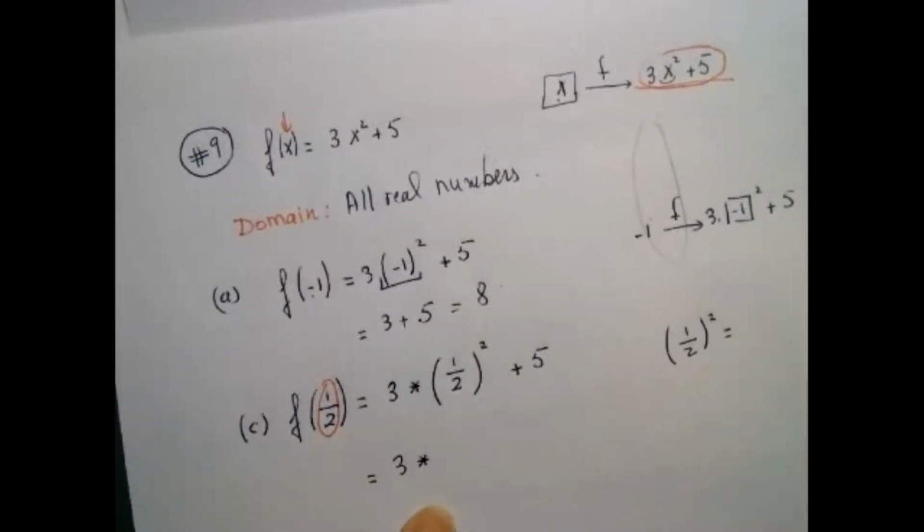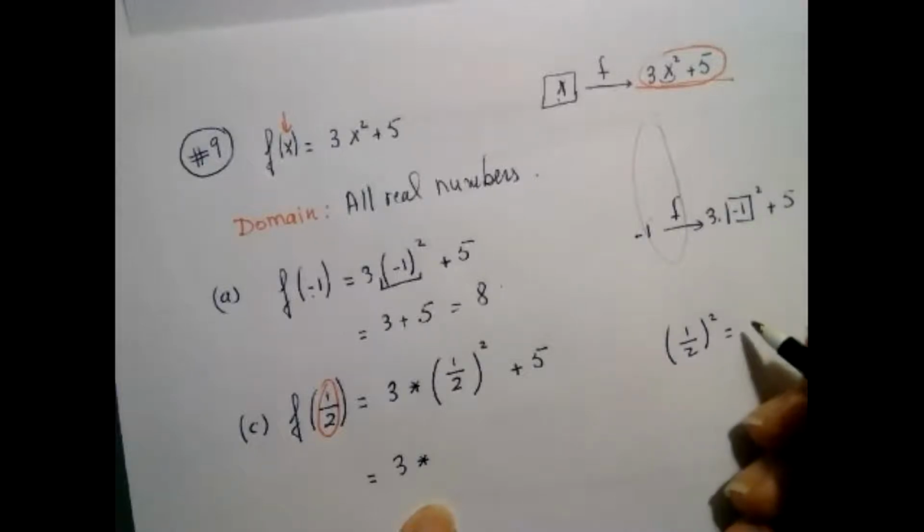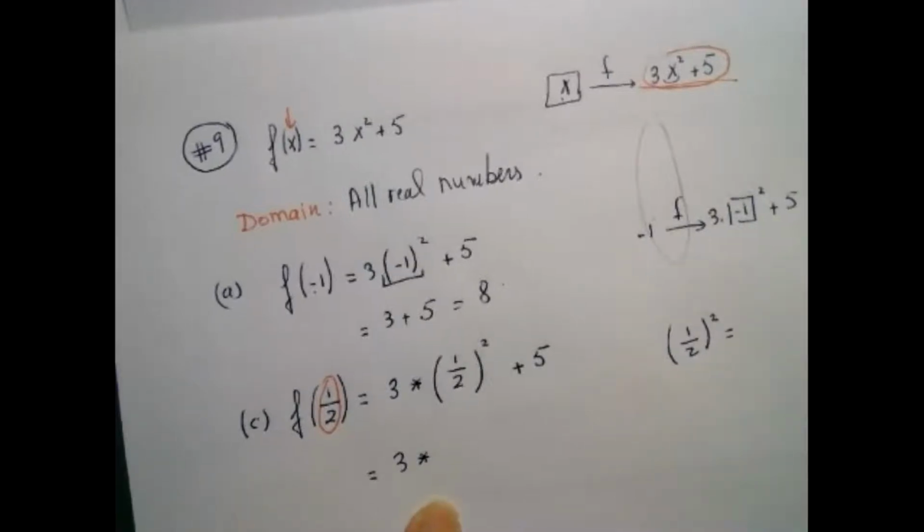The chat is open. Nobody's writing anything on it. Get going. That's your participation point. What's a half squared?